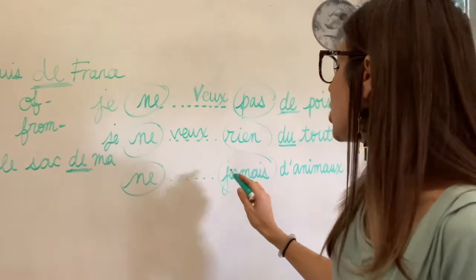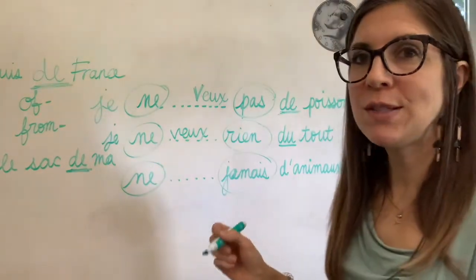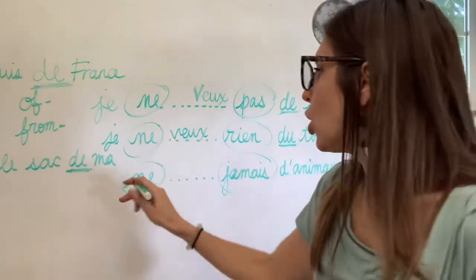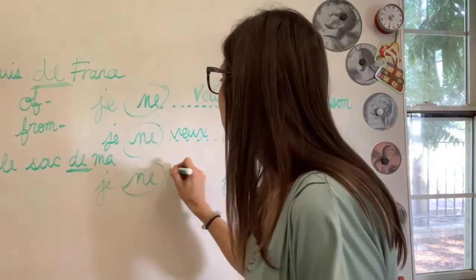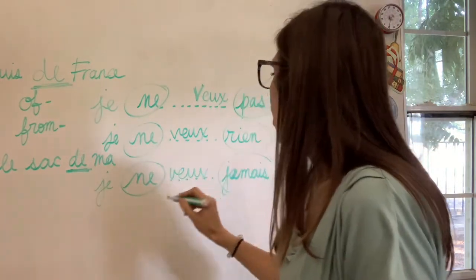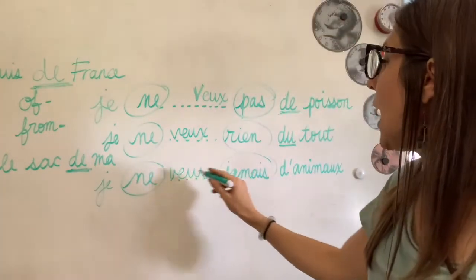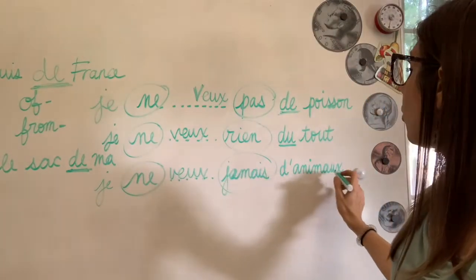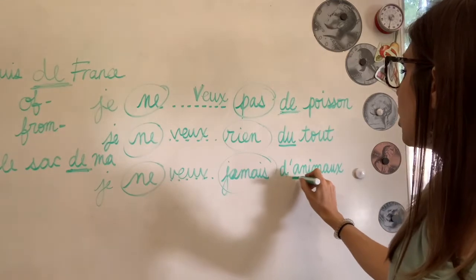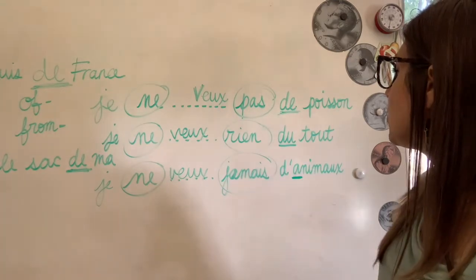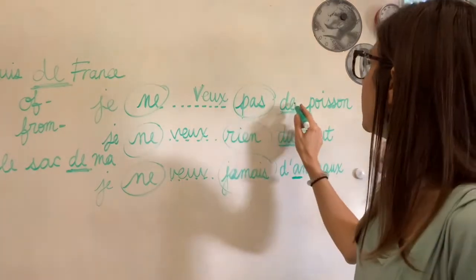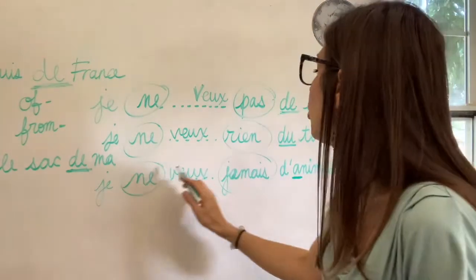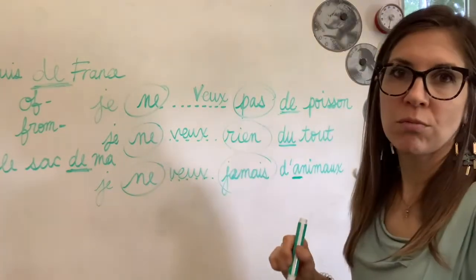Here, ne jamais means never. For instance, I never want anything. Je ne veux jamais d'animaux. Since the animal starts with a vowel, we put the apostrophe, right? But if you wanted to say fish, je ne veux jamais de poisson, right?